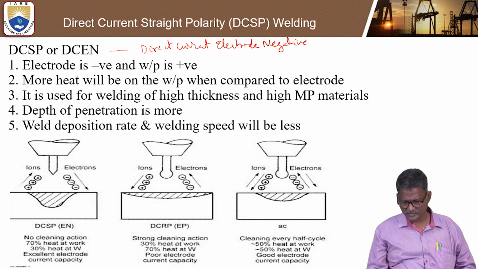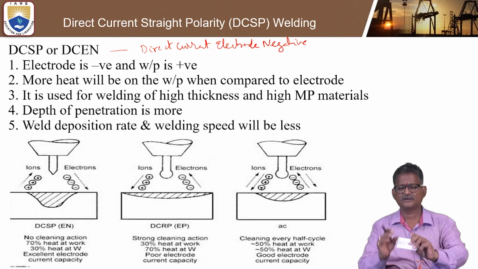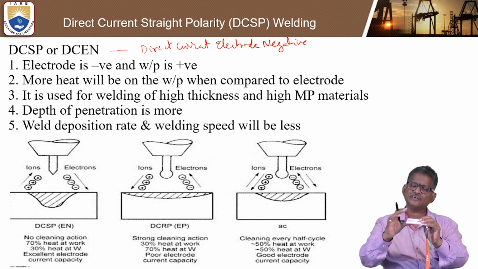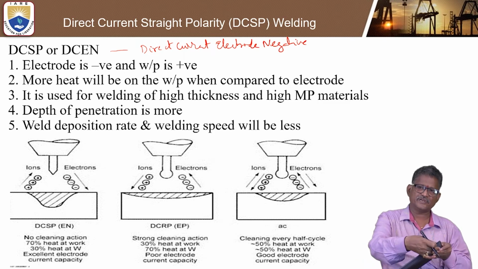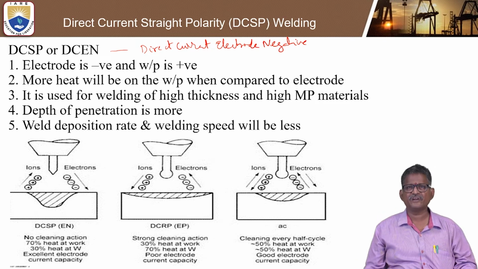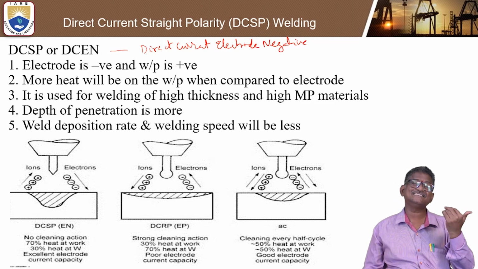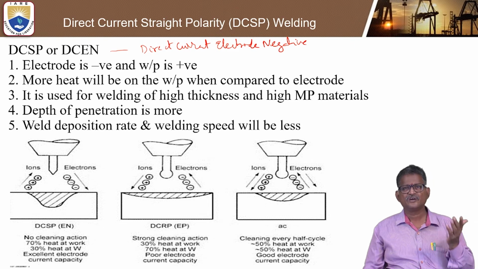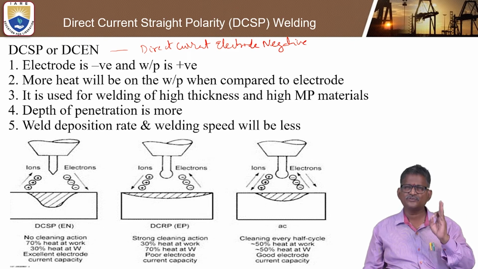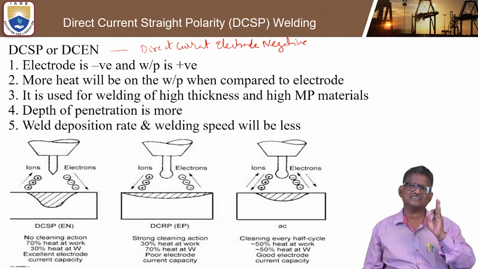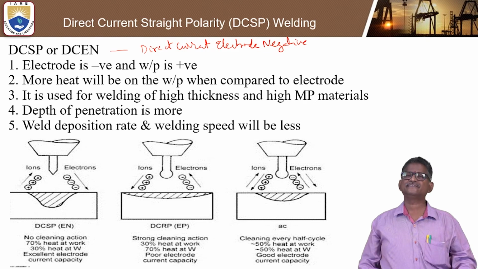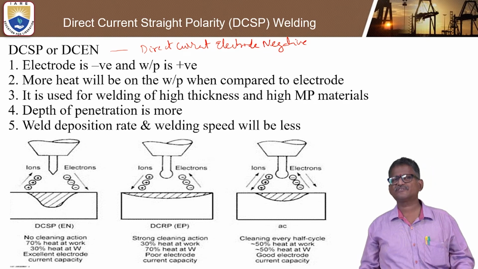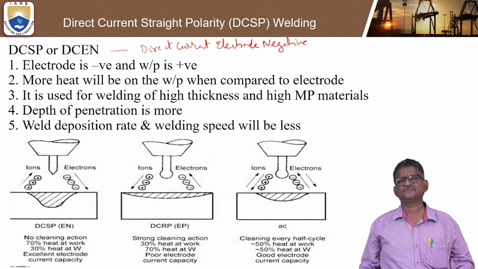High thickness, for example, not a very thin one, but this much thick material. When we want to perform welding on this type of material, we can use DCSP or DCEN, electrode negative. That means whenever you do fabrication for thicker materials and also high melting materials, we can prefer the DCSP. Some competitive examinations also ask what is meant by DCSP.